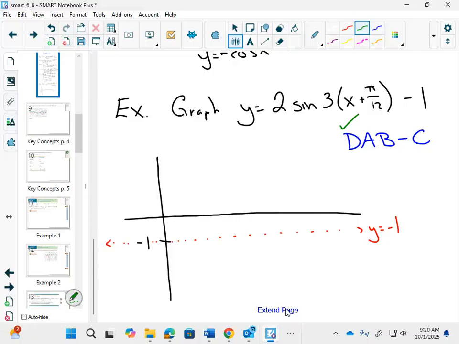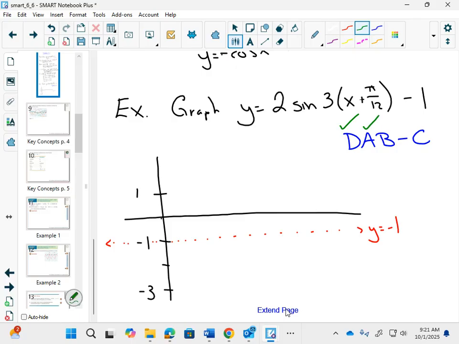Once that center line is drawn, we now go on to A. Our A is our amplitude. Our amplitude is 2. Your amplitude will help you find your maximum and your minimum. If my amplitude is 2 and I go up 2 units from my center line, I would get to 1. If I go down 2 units from my center line, I would get to minus 3. All you have to do with your A value is label your maximum and your minimum.